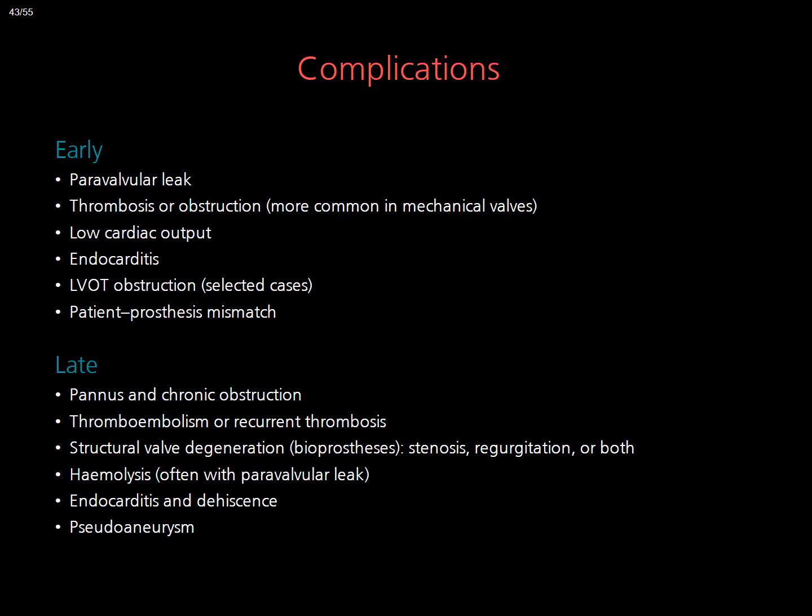Think of complications as early mechanical issues versus late degenerative or chronic problems. Early complications include paravalvular leak, thrombosis or obstruction, low output, endocarditis, and occasional LVOT obstruction. Patient prosthesis mismatch is another early cause of high gradients with a normally moving valve. Later on, pannus and thromboembolism become more relevant, and bioprostheses can develop structural degeneration. Hemolysis often points to a paravalvular leak, and endocarditis can occur at any stage and may lead to dehiscence.